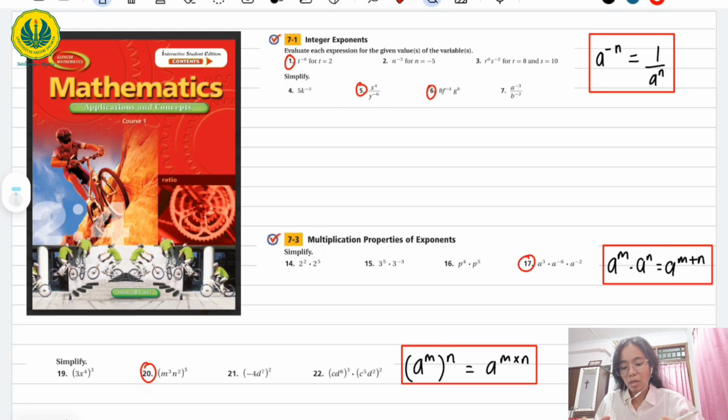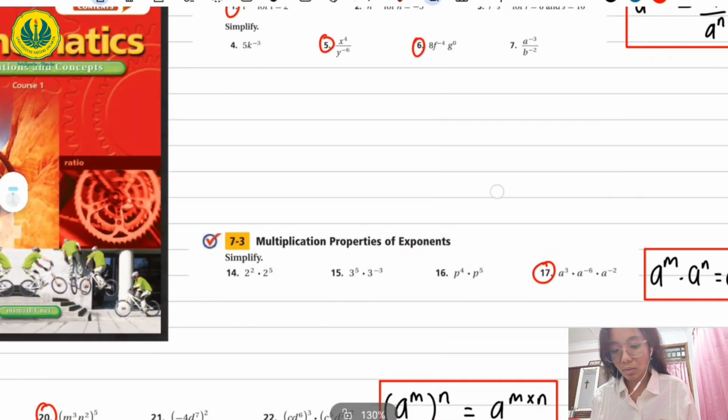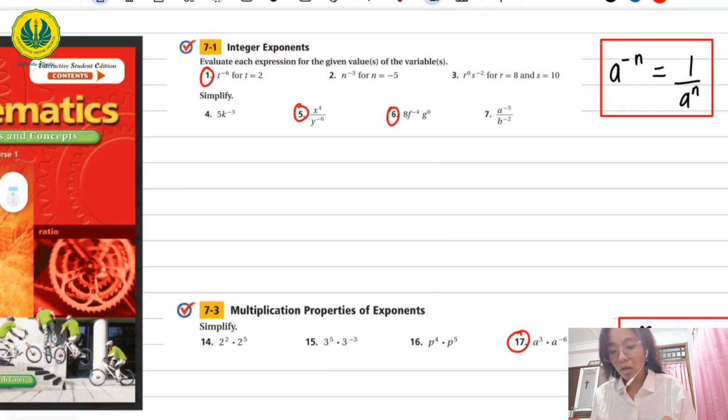So we have several sections on this quiz. I will choose one or maybe two from each section, and for the rest of the questions, you have to try it yourself. Okay, we're gonna start from question number 1. The first section is about integer exponents.